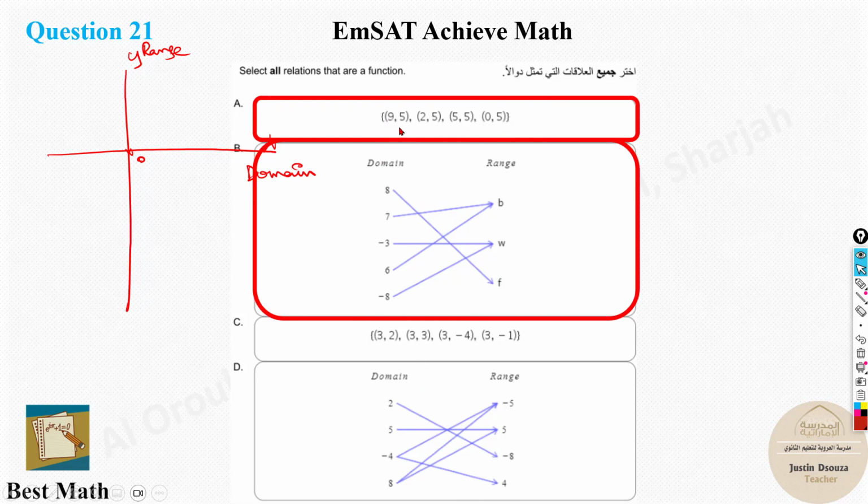If you're asked whether a relation is a function, just look at the x coordinates or x values, the domain. There must be only one arrow, or the values must not be repeated. That's it.